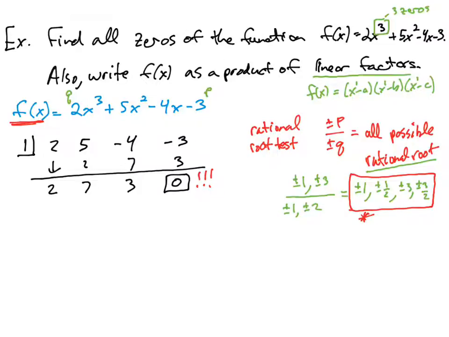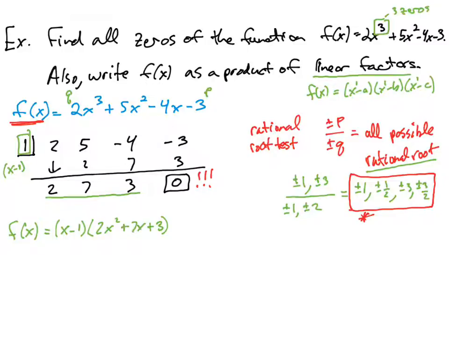All right, so what did we do? Well, we have our function. Because 1 is a 0, that means that x minus 1 is a factor. So I'm going to write this as a factor. And then the 2, the 7, and the 3 make up the new polynomial here: 2x squared plus 7x plus 3. All right, so we found one 0, and we got this down to one factor.